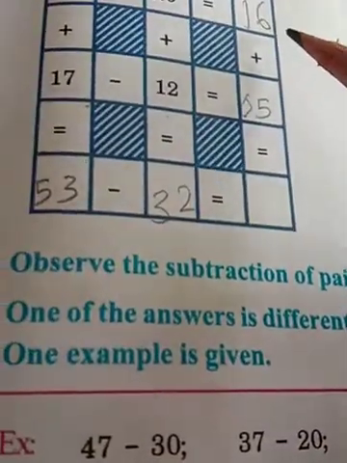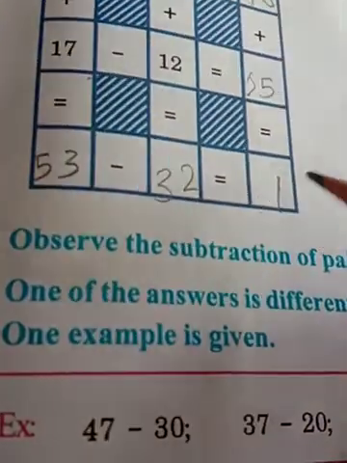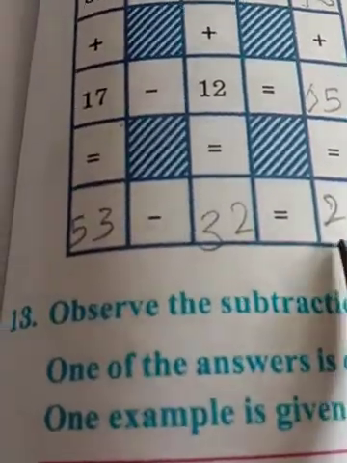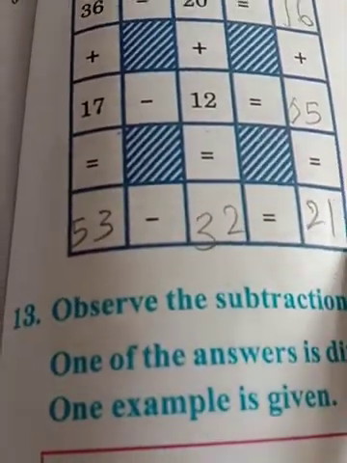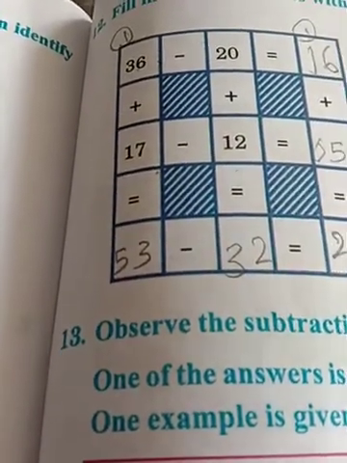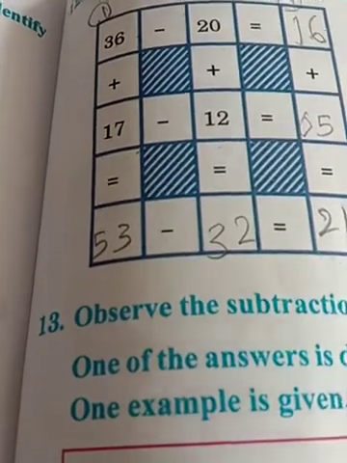So here 16 plus 5. How much? 6 plus 5, 11. 1 is carry. 1 plus 1, 2. So 21. See, children, here 53 minus 32. Once check it, here also whether it will be correct or wrong. 3 minus 2 equals 1. 5 minus 3 equals 2. So this is correct only. 16 plus 5 equals 21.